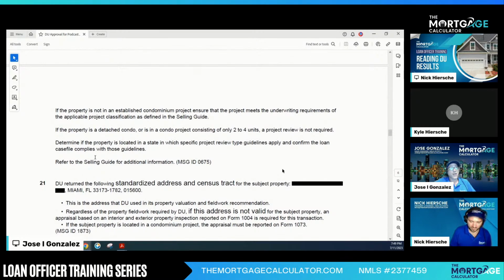And then notice how they tell us about if the property is located in a state in which specific project review guidelines apply, and confirm the loan case file. So they're telling me go to the guidelines and see if you're in Florida or not.